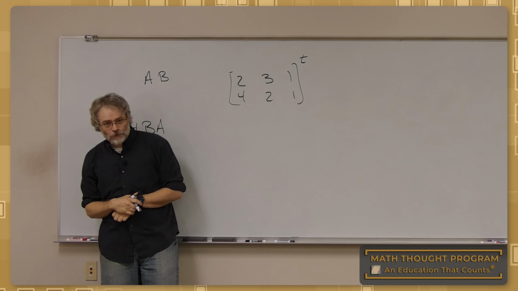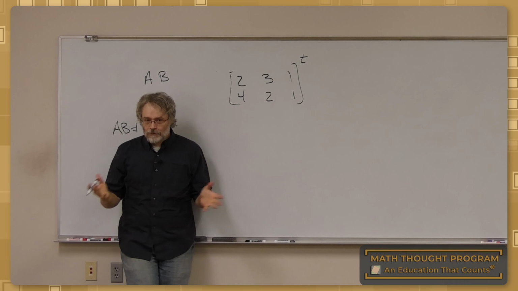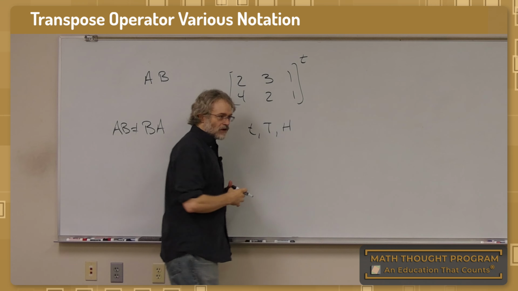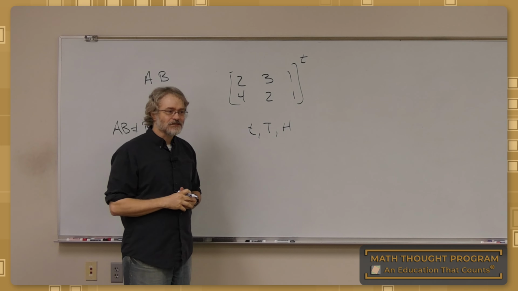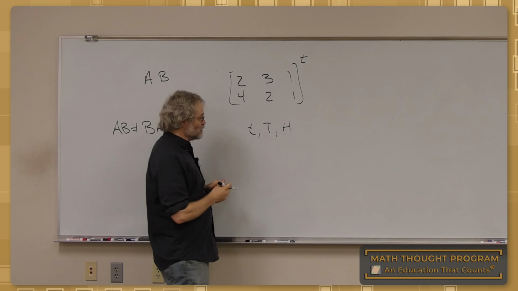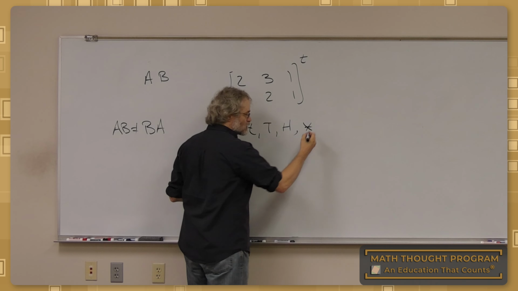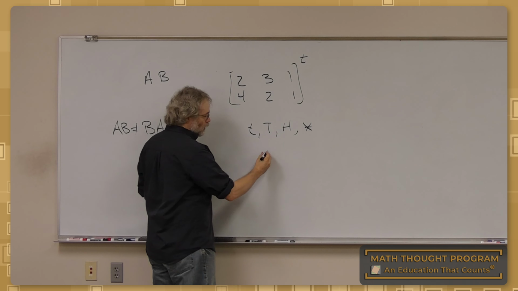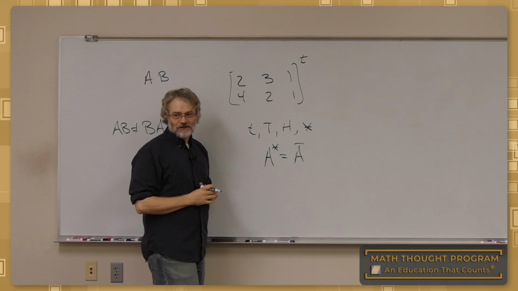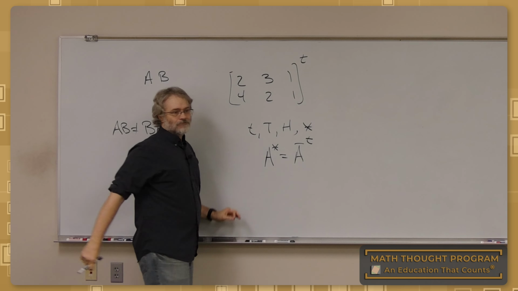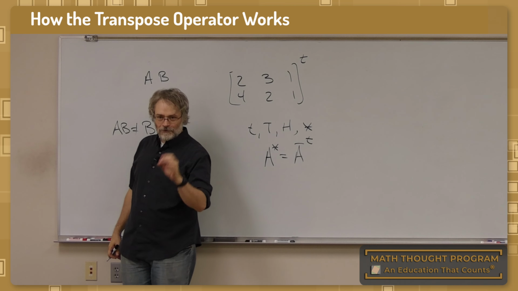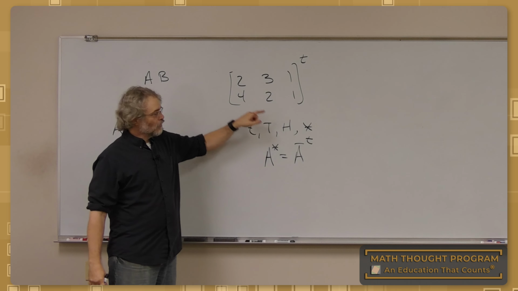I can designate it with a lowercase t, I can designate it with a capital T, I can designate it even with a capital H if I'm talking about what's called Hermitian matrices. And that gets a little bit complex because we're talking about complex numbers then. We can talk about what's called a conjugate star operator. And all that means is when I take a matrix, take the conjugate star, take the complex conjugated numbers, and then transpose it.